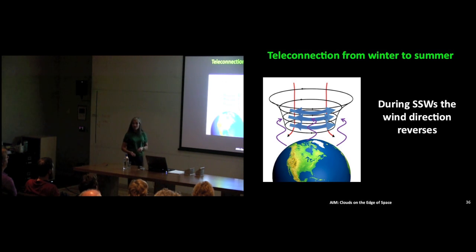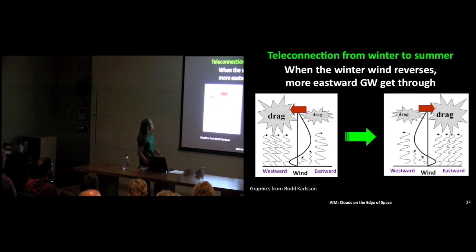It's going to reverse the direction, right? So during stratospheric warming, you reverse the wind direction. That's in the winter stratosphere, that you're reversing the wind direction. All right. When the winter wind reverses, that means you're going to get different kinds of gravity waves coming through.